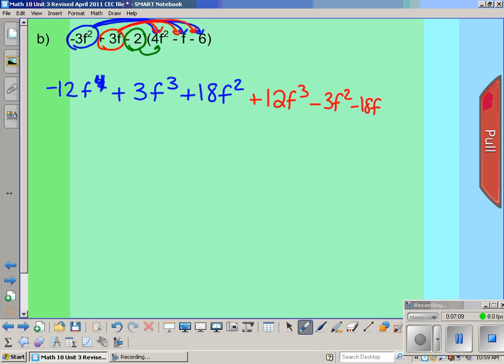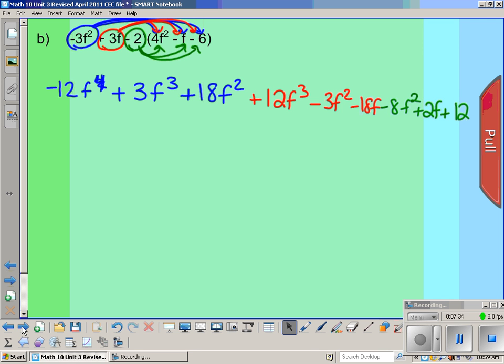Negative 2 times 4f squared will be negative 8f squared. Negative 2 times negative f will be positive 2f. And negative 2 times negative 6 will be positive 12. Double check. Count that you have 9 terms there. We do. There are 3 of each color, so that are 9 terms.